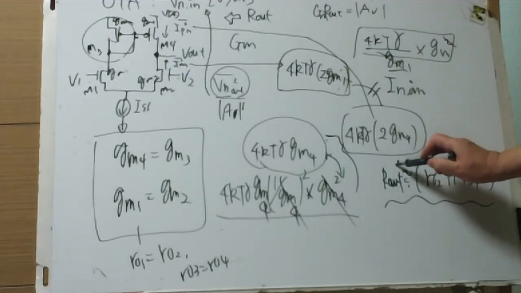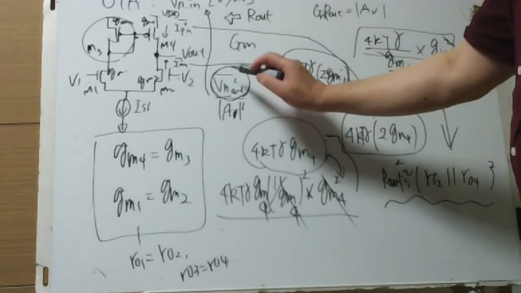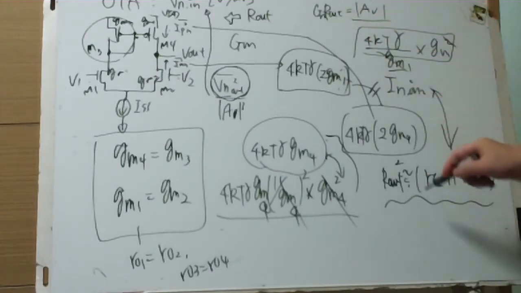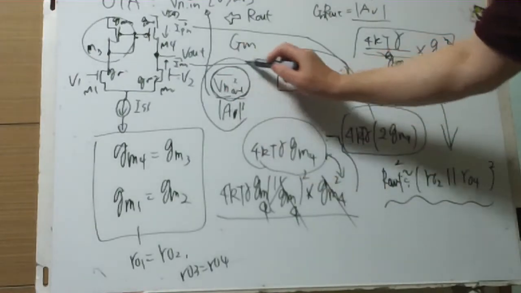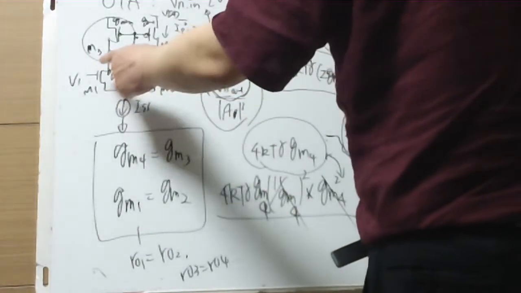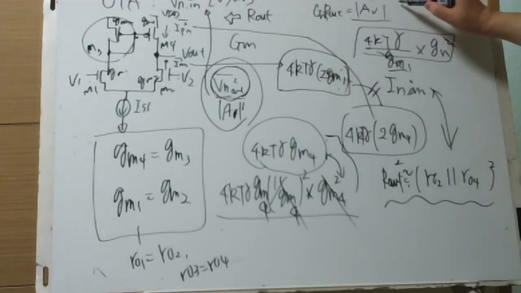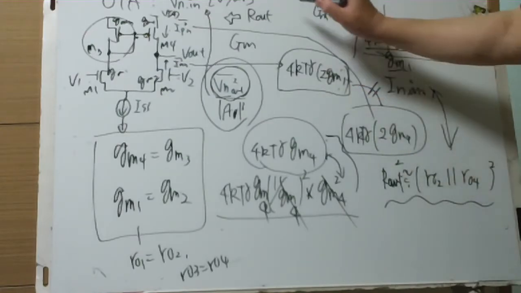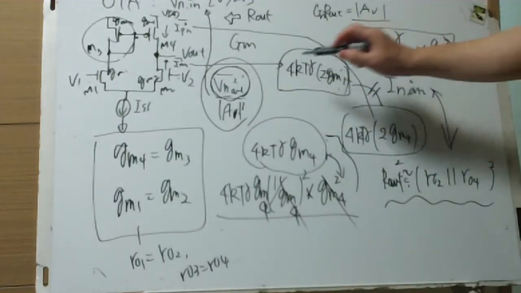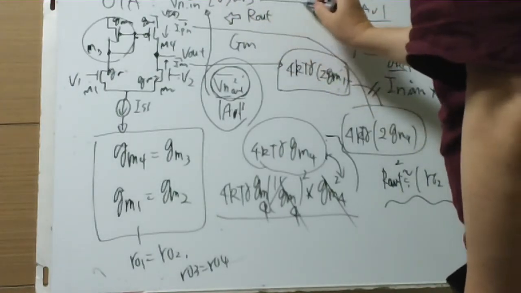So this squared times this squared is Vn out squared bar, divided by GM R out. R out same as this. Divided by GM R out, we can get the input referred noise of the OTA. So I'd like to memorize this. Equal this here, this here, and this. This equals.